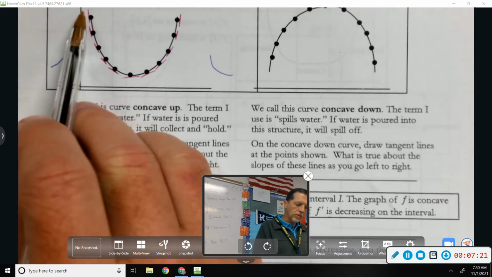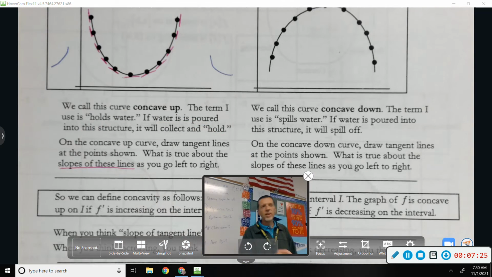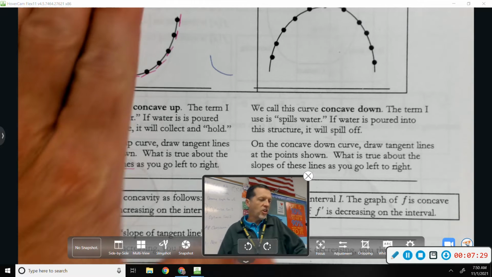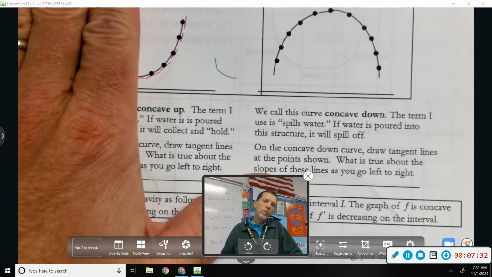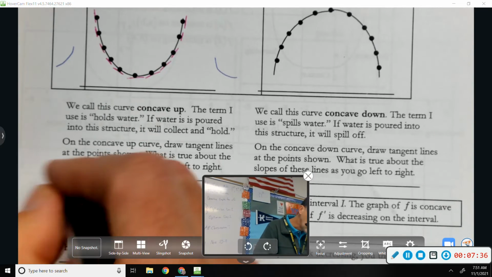Okay, they go from negative to positive. That's true. How else could we phrase that? That's absolutely correct. But what else could we say? Even if they didn't have a change of sign, what if we only looked at those? What would you say about those slopes? They're increasing. So the slopes are increasing.